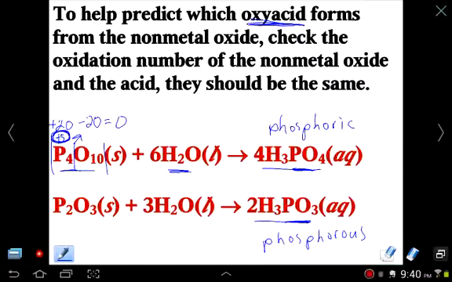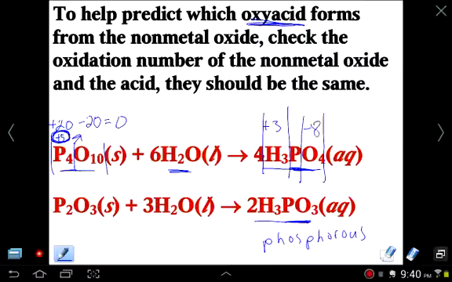If we do a similar analysis to the phosphorus here, or to the phosphorus and phosphate, what we'll see, let's get rid of the, so it's a little easier to work with and see here. If you do a similar analysis, you got 3 hydrogens, each was +1, so that's +3. You got 4 oxygen, each is -2, so that's -8. The whole thing is 0, and so we know that phosphorus must be +5. So notice the two oxidation numbers match up, and we know that we formed the right acid.